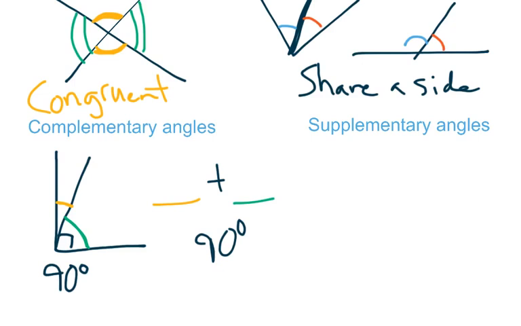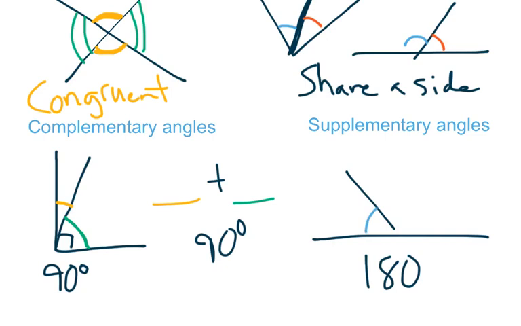Next, we have a supplementary angle. And that's very similar to complementary, but all we do is we change the sum. So instead of it being equal to 90 degrees, it's equal to 180 degrees. And so again, we draw our lines. The blue and the red, you add them up, they're going to equal 180 degrees.